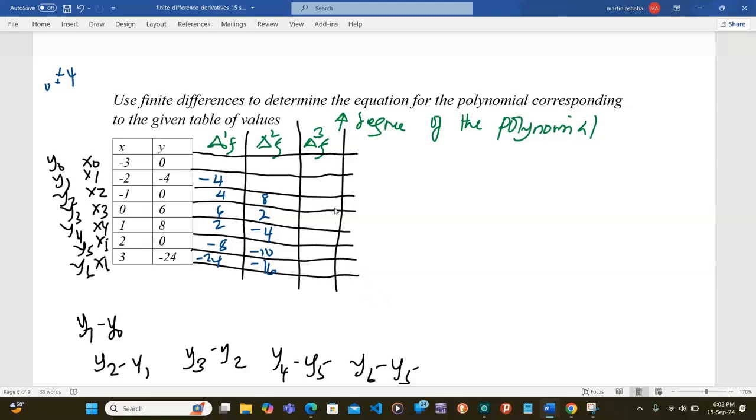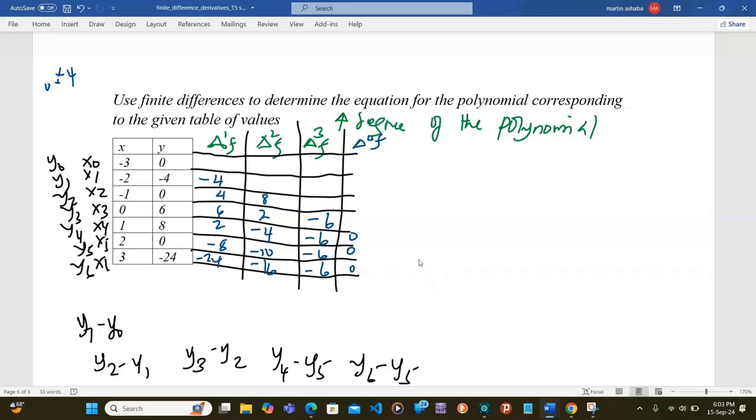Then I proceed. The third difference will be this minus that, this minus that. So I get 2 minus 8, that is -6. -4 minus 2, I get -6. -10 minus -4, I get -6. -16 minus -10, I get -6. So if I look at the fourth difference, this is going to be this minus that, I get 0. This minus that, I get 0. This minus that, I get 0.